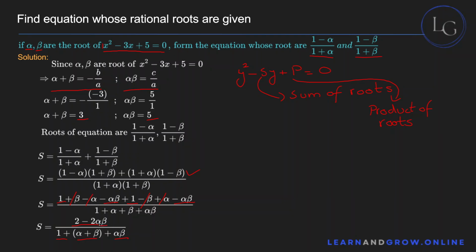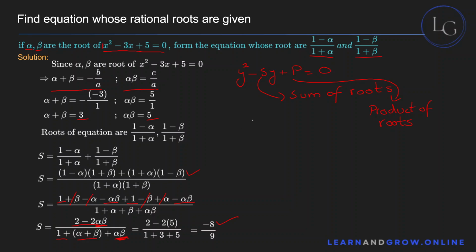Now replace this alpha beta with 5, this alpha beta with 5 as well, and this alpha plus beta with 3. And so you get this. And upon further calculations, this is what it comes down to, minus 8 over 9. So the sum of roots is minus 8 over 9.